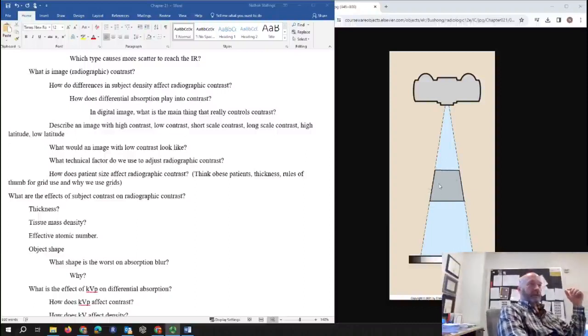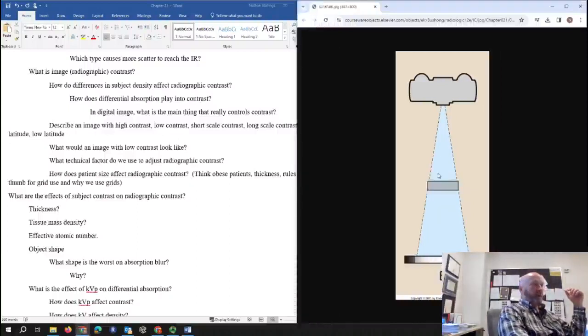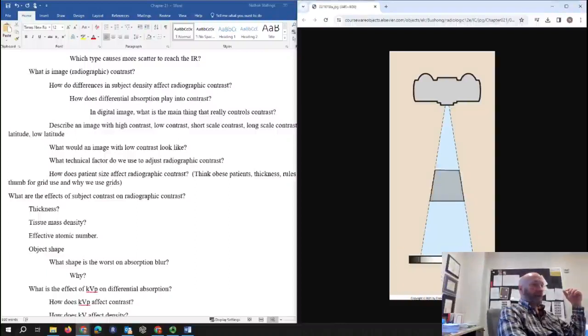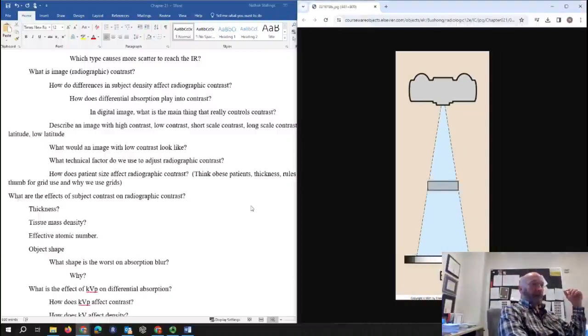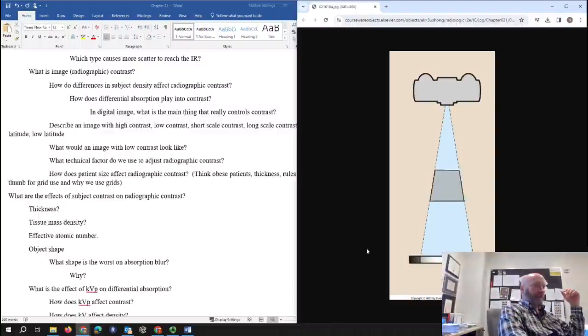So not only will we get a sharper image, but let me bring up another image here. What we've got here is a square object that does not follow the divergence of the central ray like that one did. With this one, we've got some differences in tissue thickness that we have to penetrate. What we should have on this image is not really the shaded area, but it should be very dark versus very light. So not only do we have good sharpness for recorded detail, but we've also got good contrast as well.